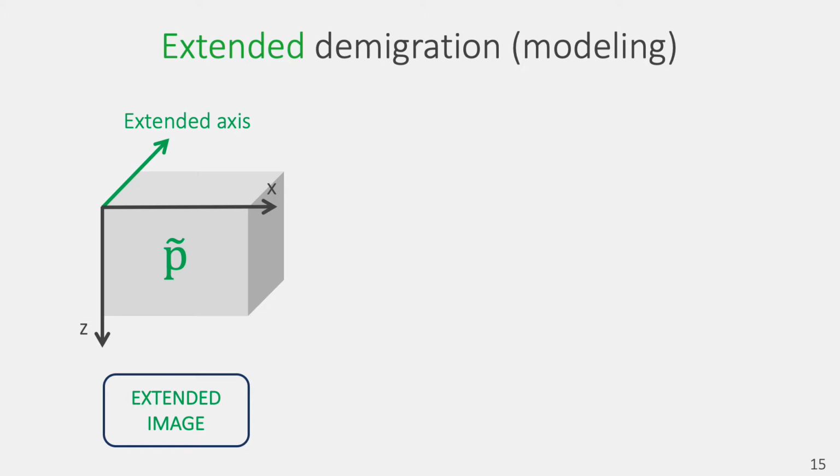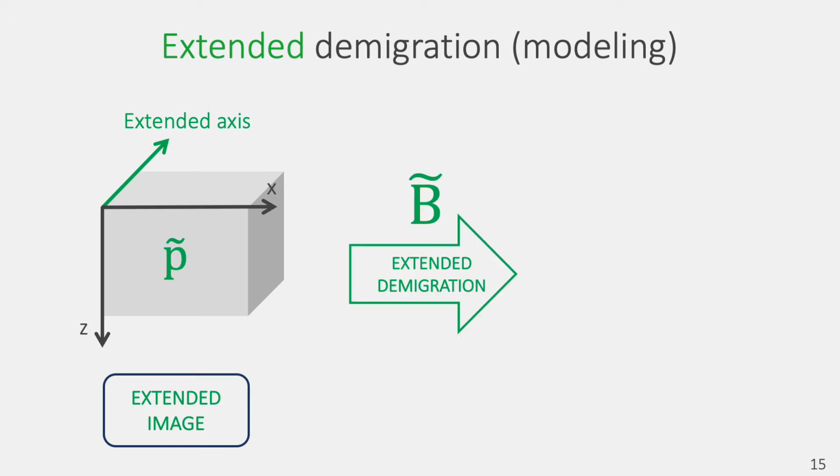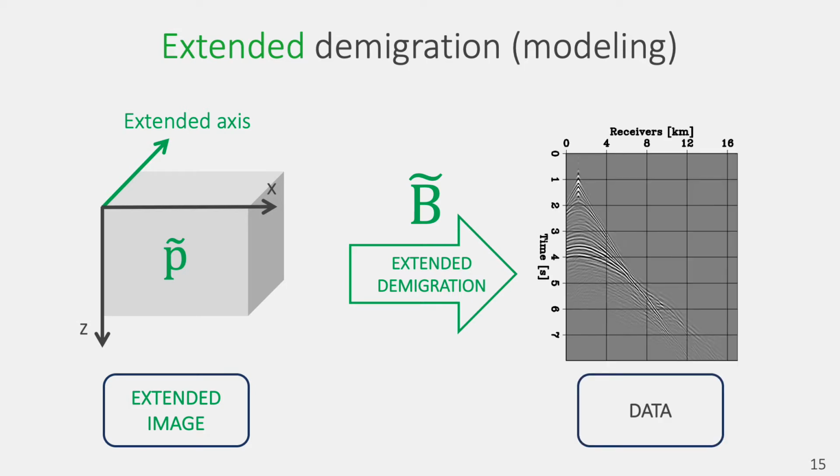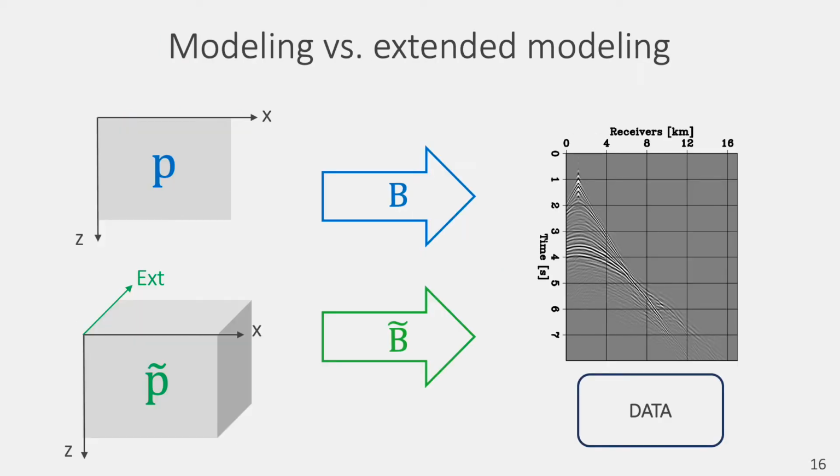And finally, if we take the adjoint process of extended migration, we obtain extended demigration or extended Born modeling. This process maps an extended perturbation p tilde into some seismic data via the operator B tilde. Now note that both modeling and extended modeling operators share the same output space, which is the data space.